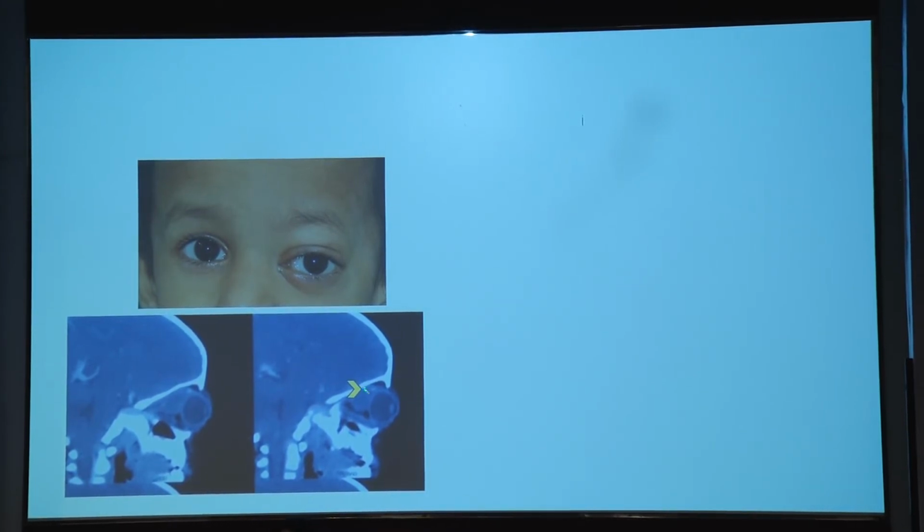And if you see that point, that's a phlebolith. That's a pretty clear indicator of a venolymphatic malformation. Because cavernous hemangioma doesn't develop phleboliths. It's the venous malformations that develop phleboliths.